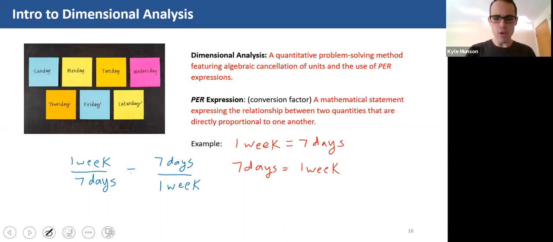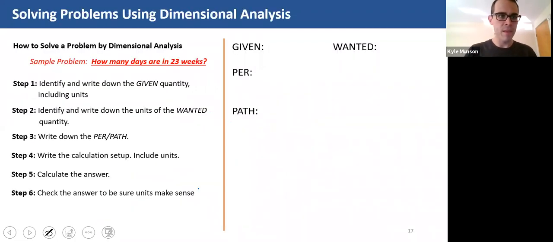So let's go through a quick example, and in the next video, we're going to do several other examples. So here's how we're going to solve problems using dimensional analysis over on the left. And on the right, I'm going to be going through the problem with you. So the question is, how many days are in 23 weeks? All right, so we're going to follow these steps that are on the left, and we're going to write everything on the right. So the first step says to identify and write down the given quantity, including units.